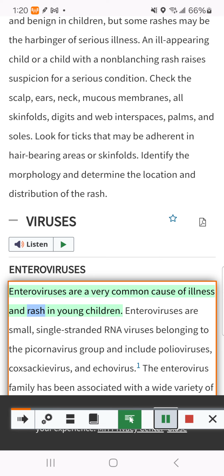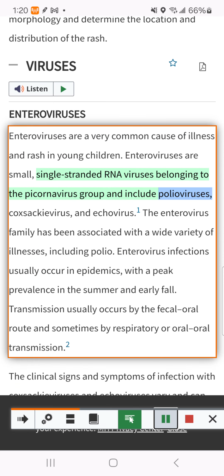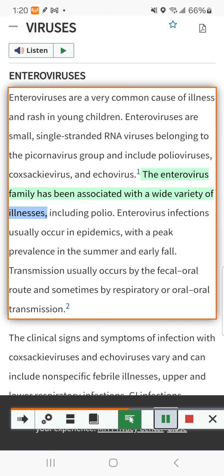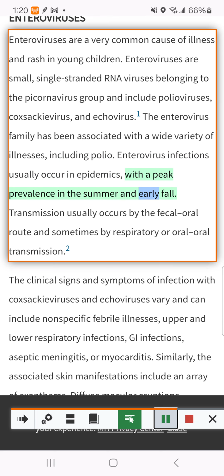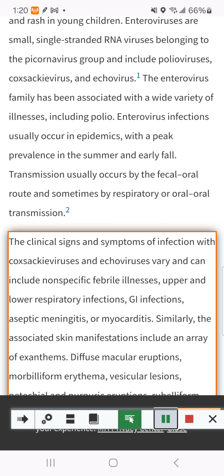Enteroviruses are a very common cause of illness and rash in young children. Enteroviruses are small, single-stranded RNA viruses belonging to the picornavirus group and include polioviruses, coxsackieviruses, and echoviruses. The enterovirus family has been associated with a wide variety of illnesses, including polio. Enterovirus infections usually occur in epidemics, with a peak prevalence in the summer and early fall. Transmission usually occurs by the fecal-oral route and sometimes by respiratory or oral transmission.